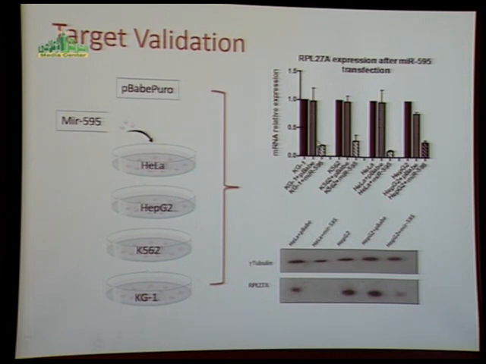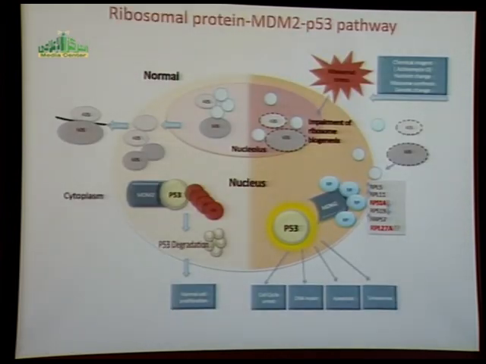And as you can see here, on the mRNA level, the level of RPL is down in the cells transfected with the microRNA compared to the empty vector. Also, on the protein level, I did the experiment in only 2 cell lines, and a similar result was obtained when you compare the cells transfected with the microRNA to the empty vector cells. Therefore, we can confirm that this is a target for MIR595.